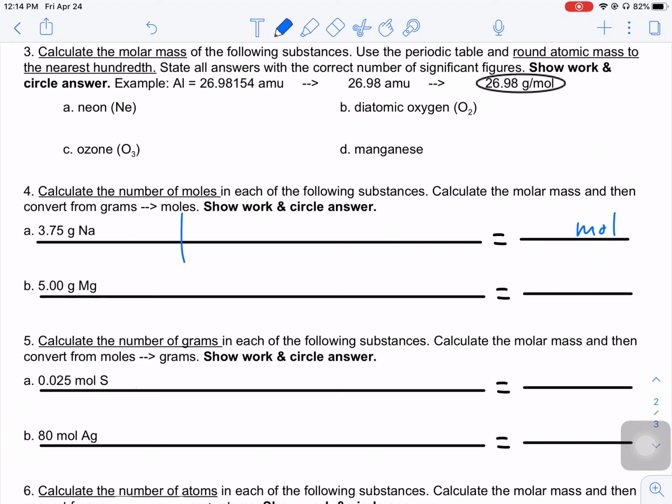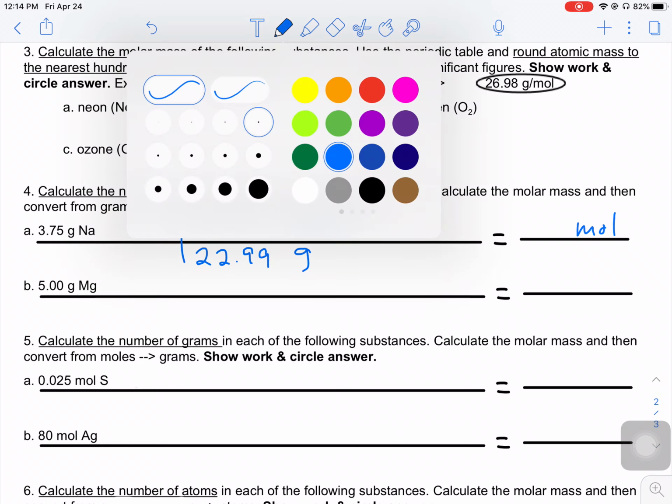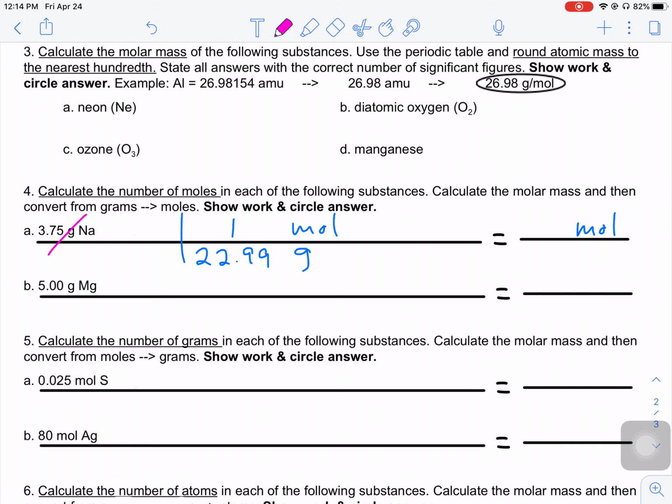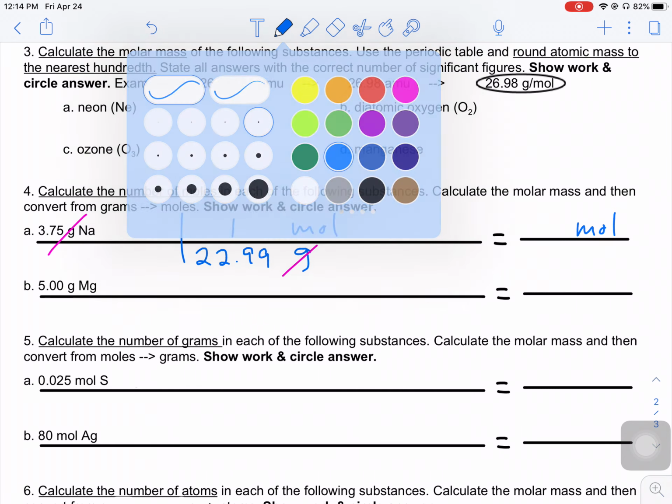So grams go on bottom and the moles go on the top. And if I look at sodium on the periodic table, it is 22.9897. So I'm just going to say that 1 mole of sodium is 22.99 grams. Don't forget to show unit cancellation. Grams cancel out grams, okay?